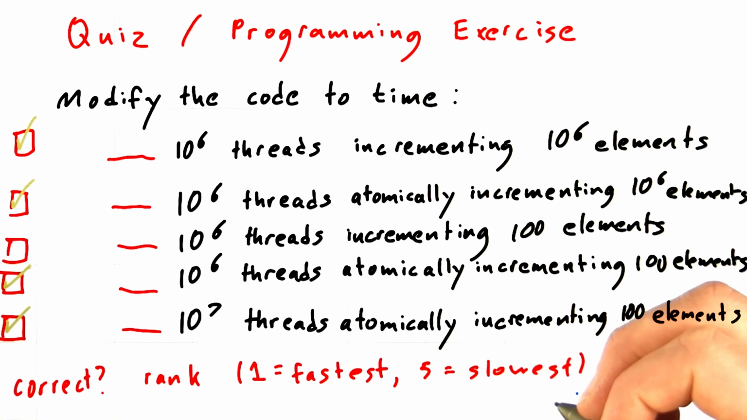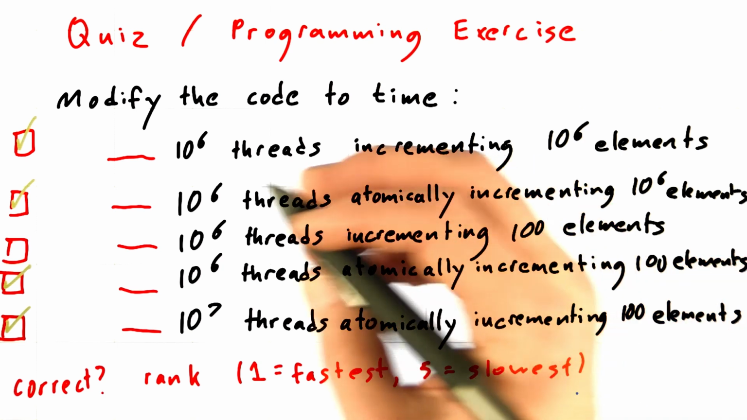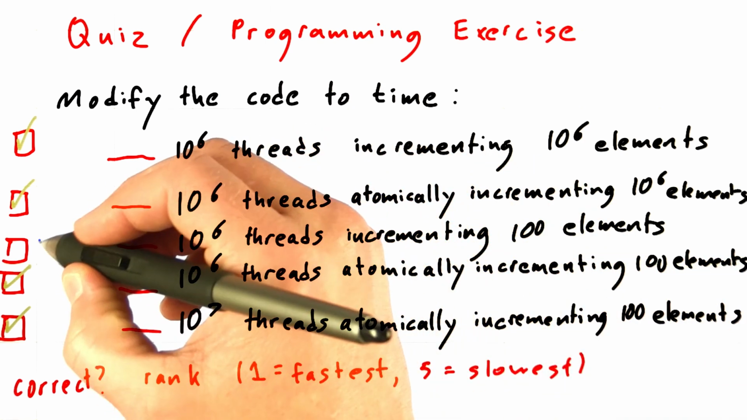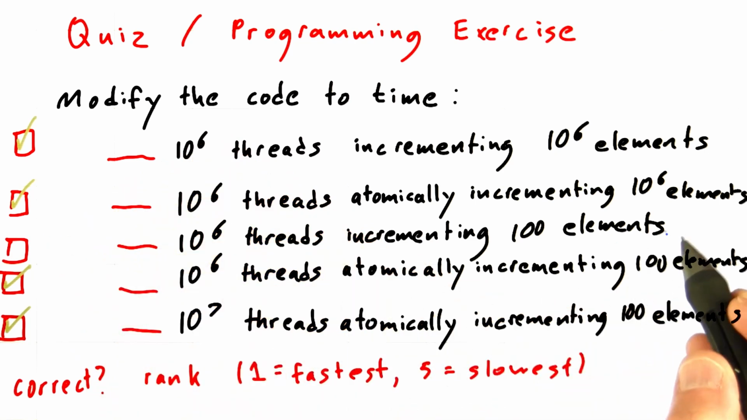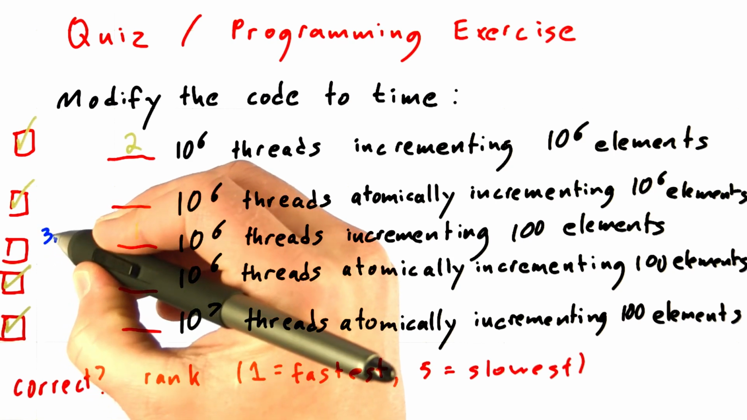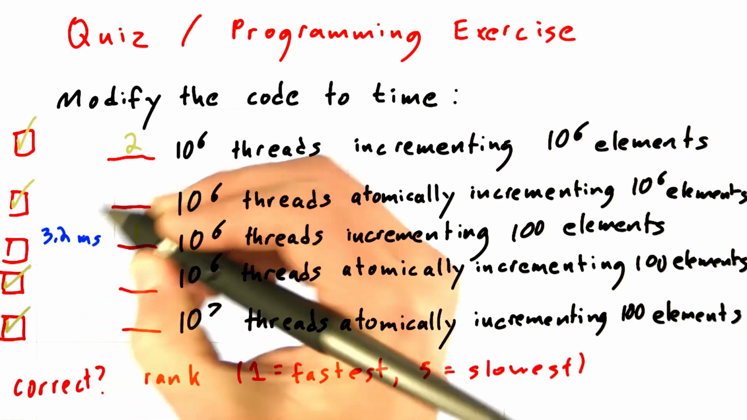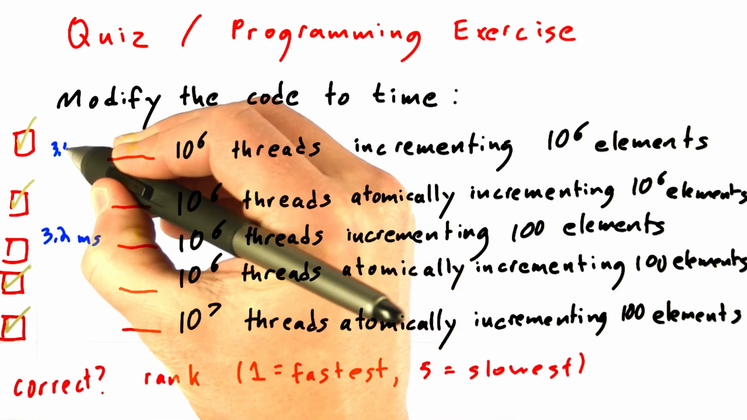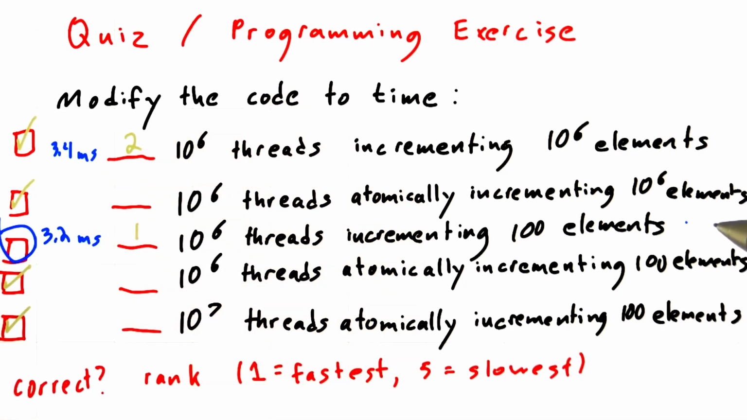Okay, so the more interesting question is how long do each of these options take? The fastest, perhaps counterintuitively, is going to be option 3, a million threads writing into 100 elements. And the next fastest will be option 1, a million threads writing into a million elements. On my laptop, these two operations take around 3.2 milliseconds and 3.4 milliseconds, respectively. Of course, it's not a very useful option since it doesn't give the correct answer, but it's still interesting to look at what's going on.